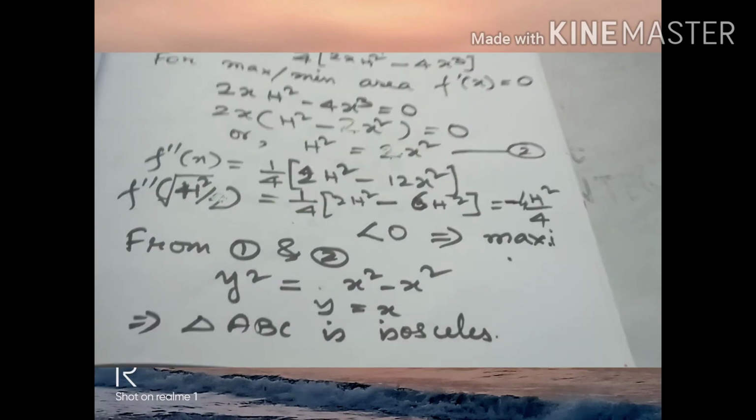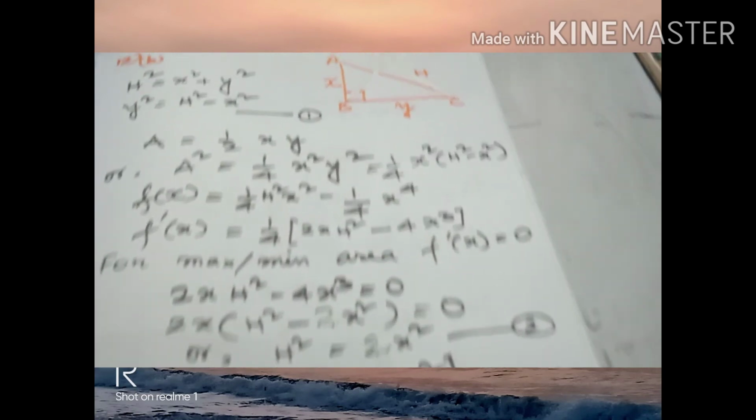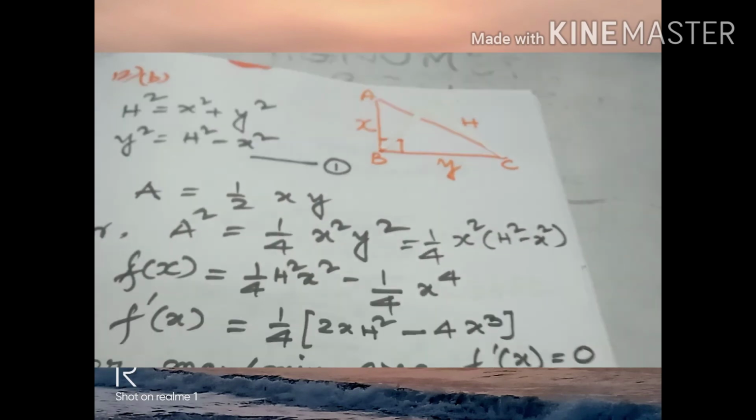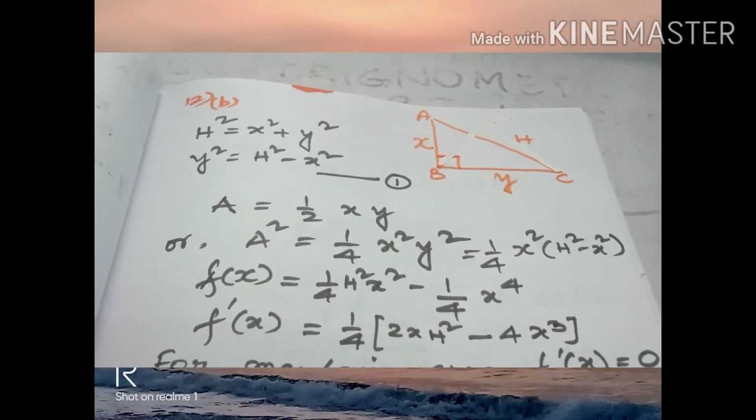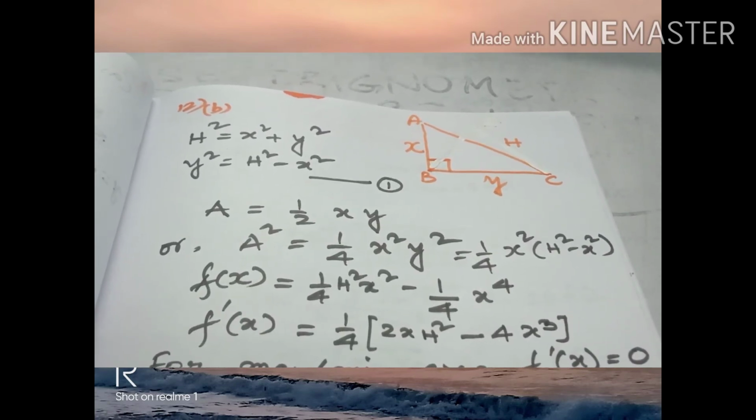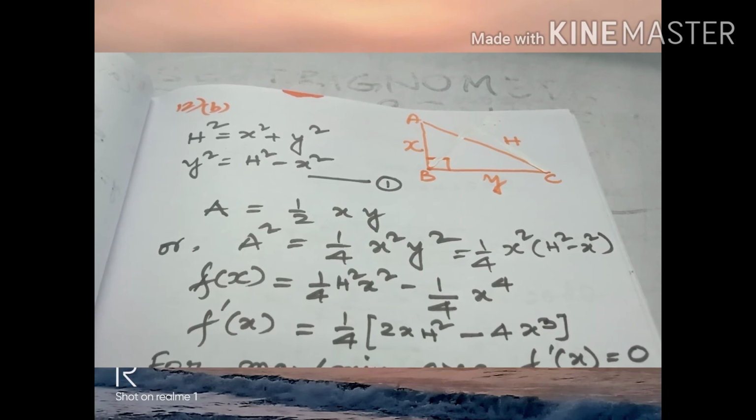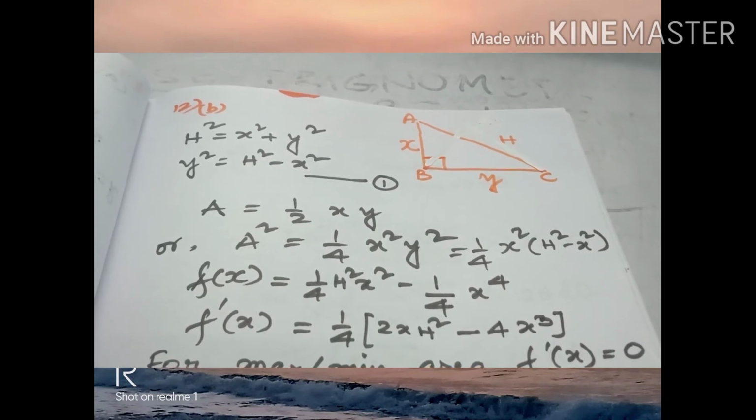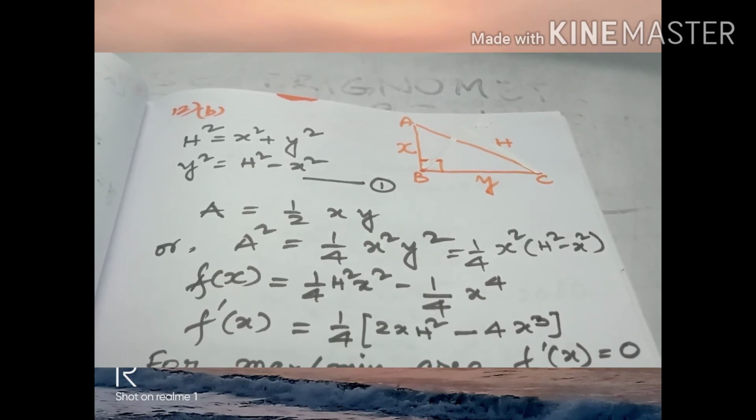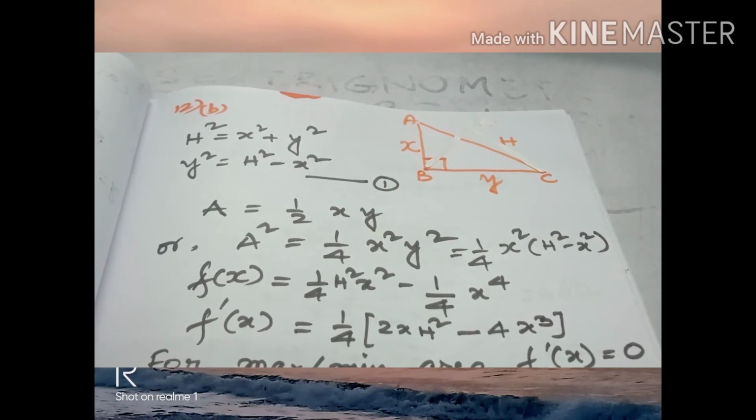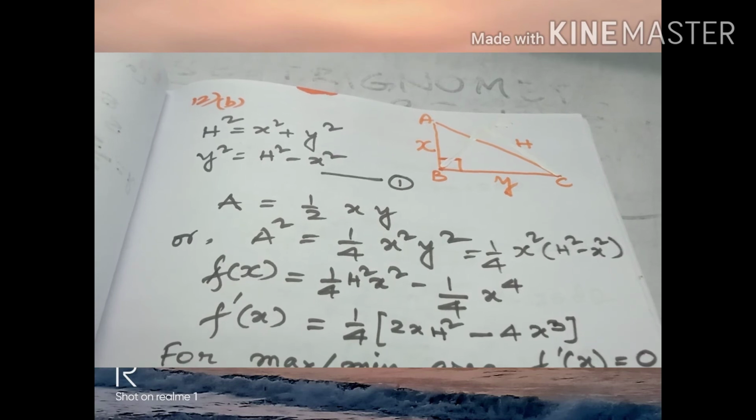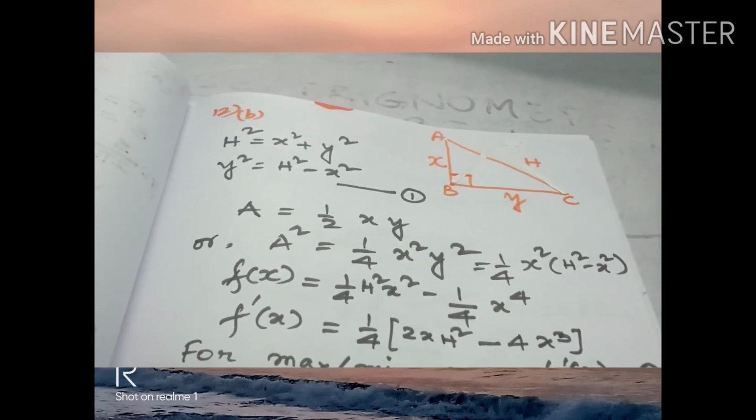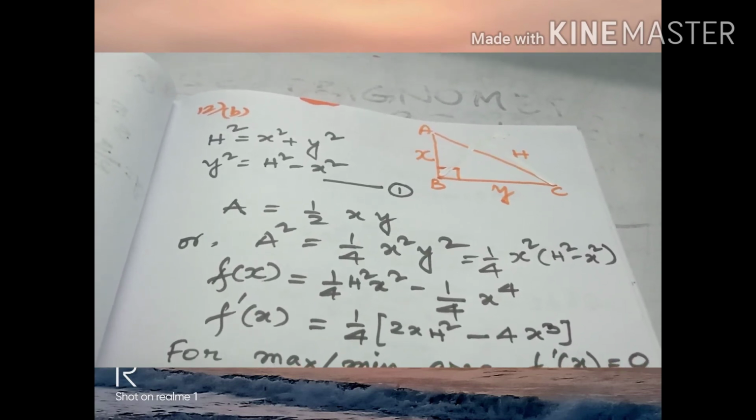Part B of the same question. The right angle triangle will be isosceles if the area is maximum. So prove that the area of the right angle triangle with given hypotenuse is maximum when the triangle is isosceles. So the hypotenuse is given, so h is taken. So h square is x square plus y square according to Pythagoras theorem.